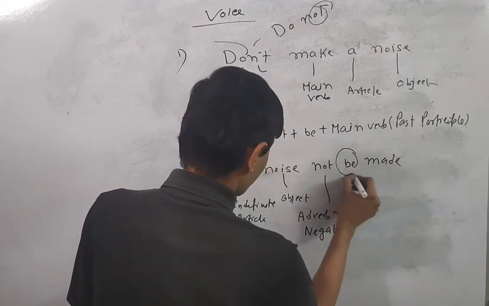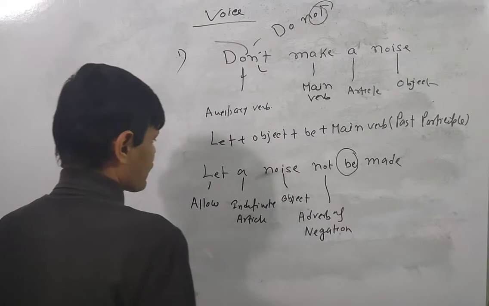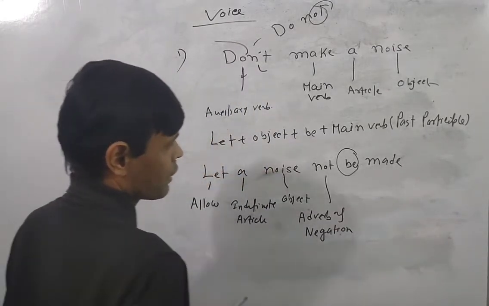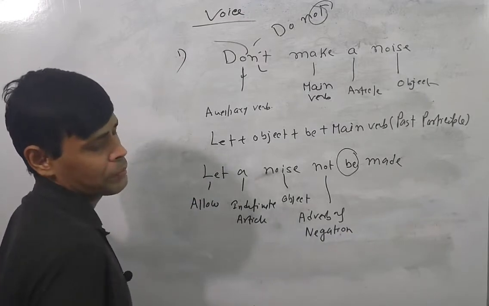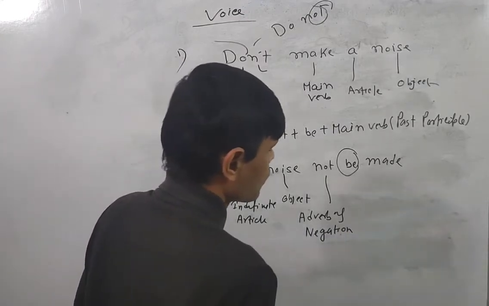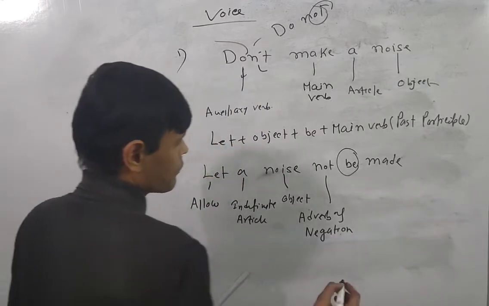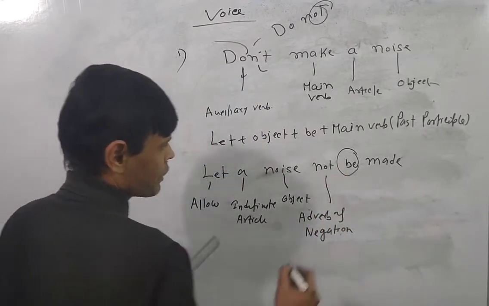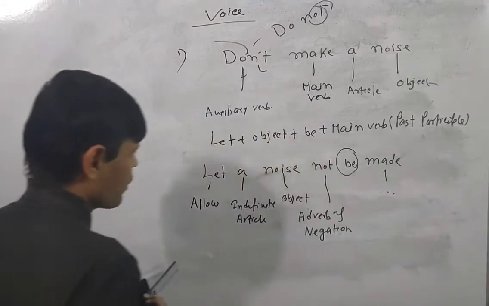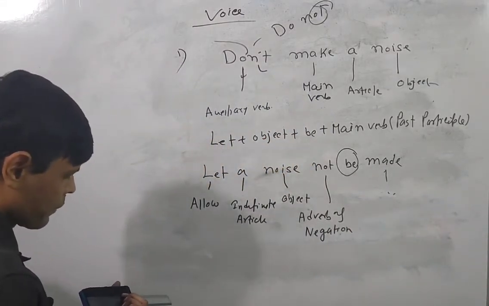So the overall meaning, it is functioning also here as another auxiliary verb. You can say it is called the passive infinitive, but it is also understood here. So this is the main verb. Okay. So let a noise not be made.